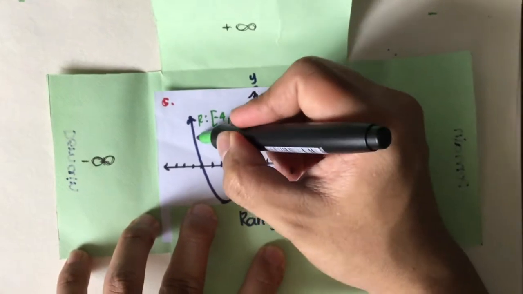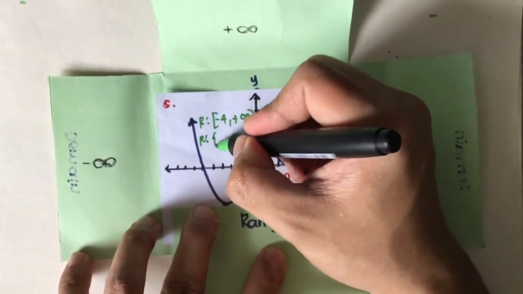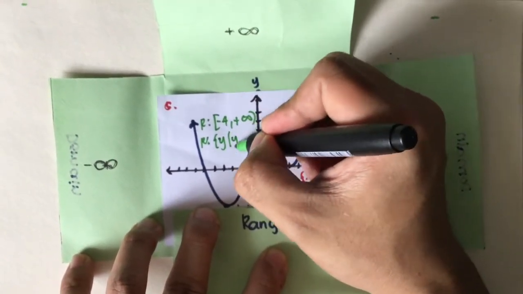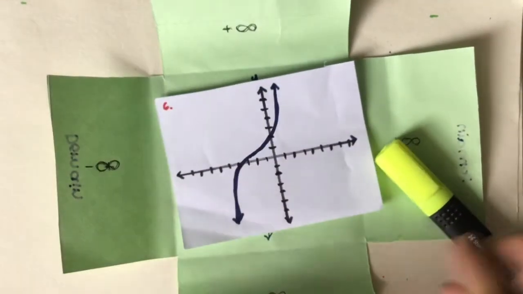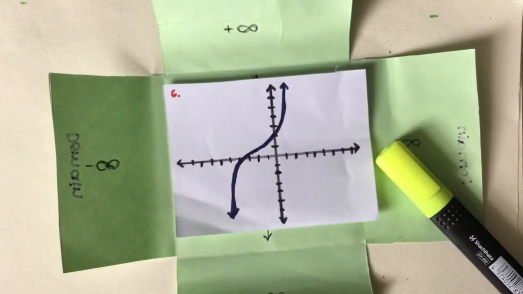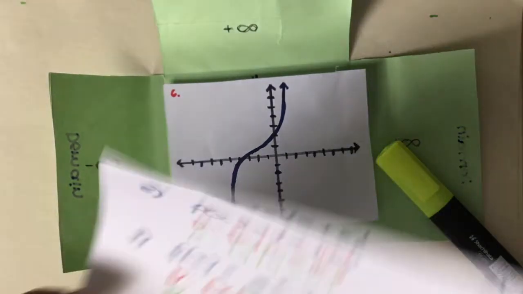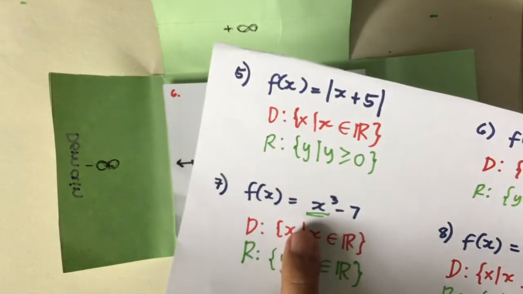Okay, so how do you write that? That will be range is y such that y is greater than or equal to -4. This is an example of a cubic function. So remember, a cubic function is when the value is raised to the power of 3, just like number 7. It's raised to the power of 3, and as you can see, the domain and range are both real numbers.